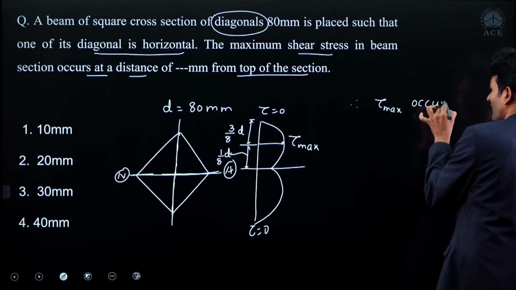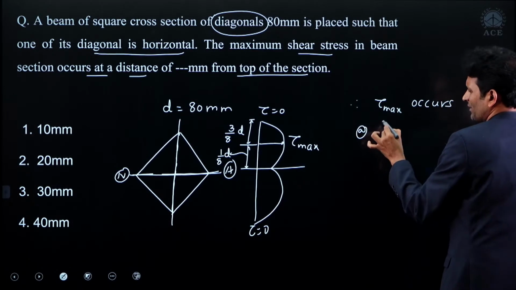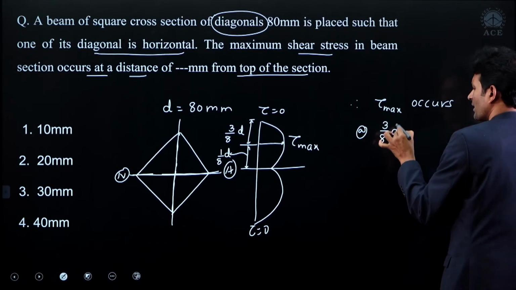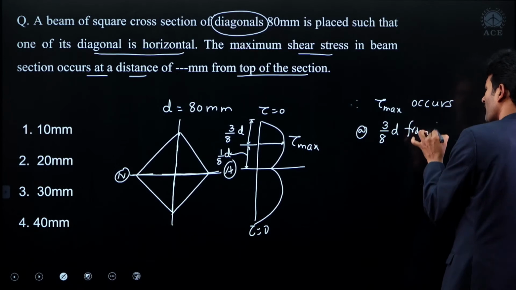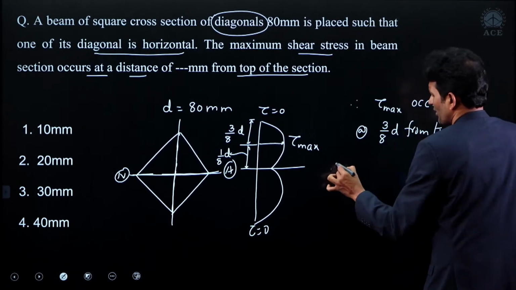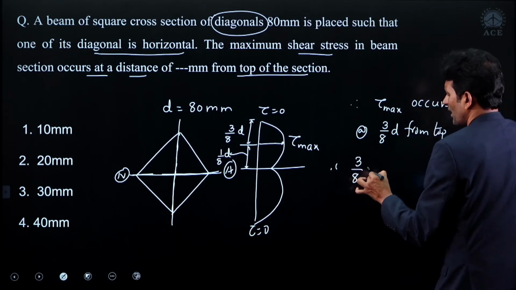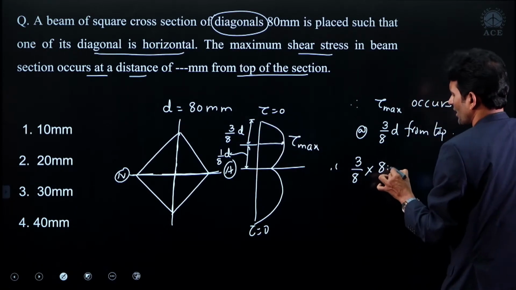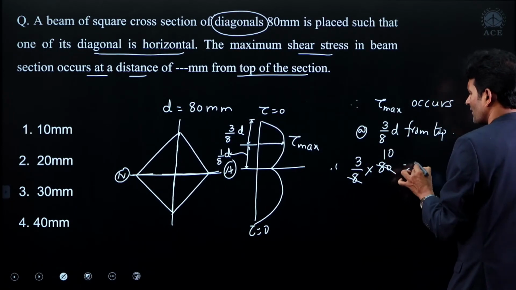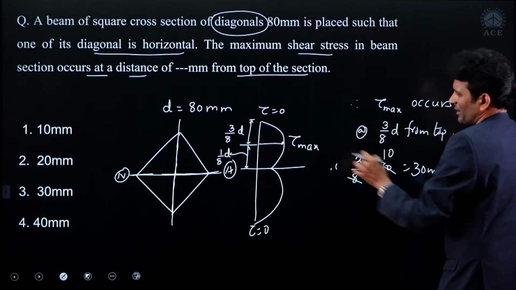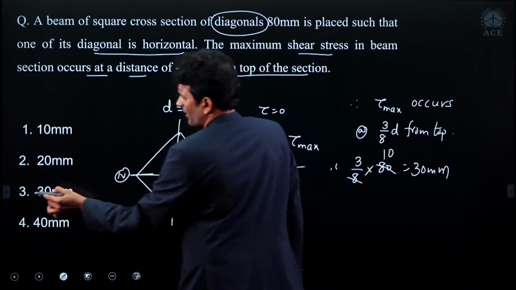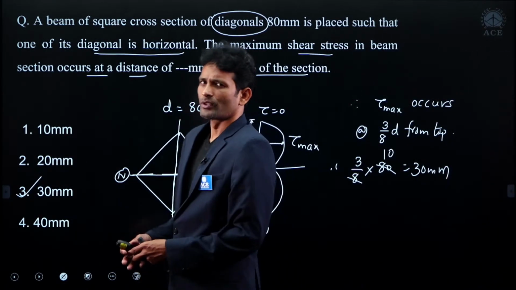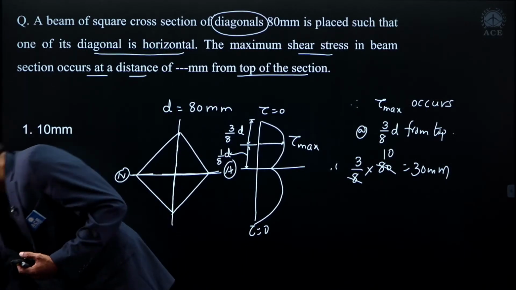Tau max occurs at 3/8 times the d from top. D is already mentioned. Use this one, 3 by 8, the diagonal length given is 80, simplify this, 10, 30 millimeters. At a distance of 30 mm from the top surface, we are observing the maximum shear stress.